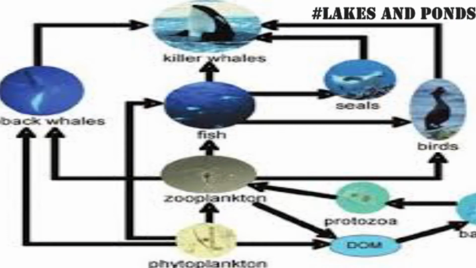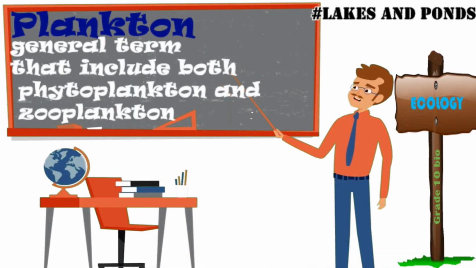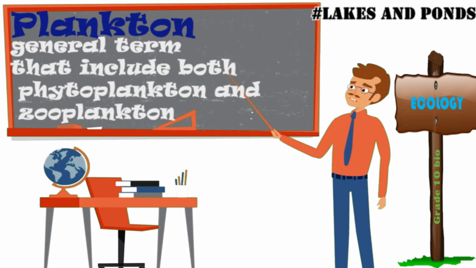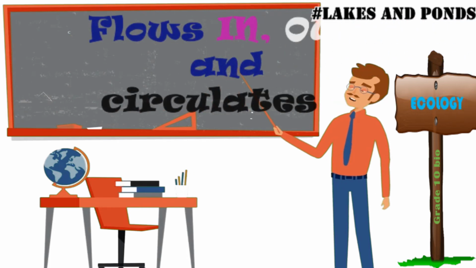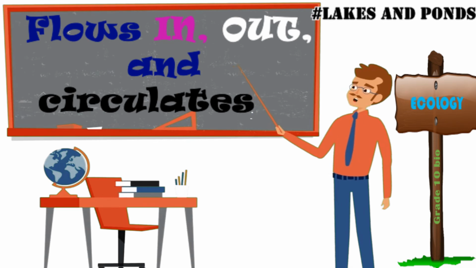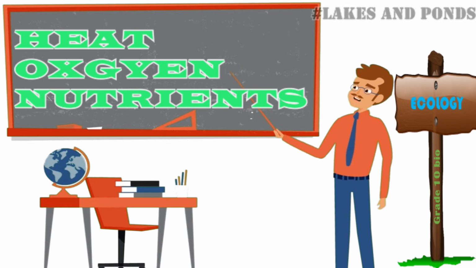The food webs in lakes and ponds often are based on a combination of plankton and attached algae and plants. Plankton is a general term that includes both phytoplankton and zooplankton. In lakes and ponds, water typically flowing in and out circulates between the surface and the benthos during at least one season, distributing heat, oxygen, and nutrients.